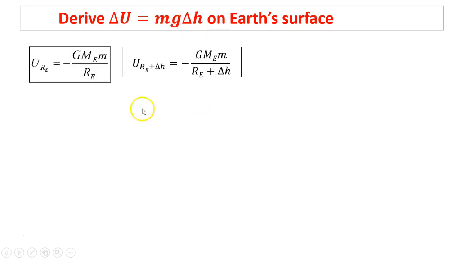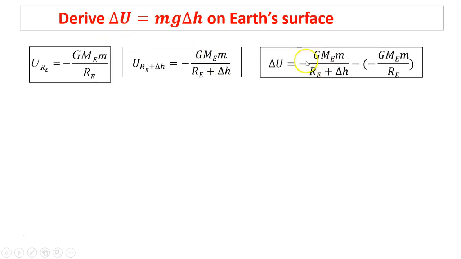We can use the general expression U equals negative G big M times little m over r. On Earth's surface, it is still mgh. Let's see. U at R_E on the surface of the Earth is negative G M_E m over R_E. And at a little height above the Earth's surface, U is negative G M_E m over R_E plus delta H. So the change of U equals U2 minus U1. U2 is this, and U1 is this.